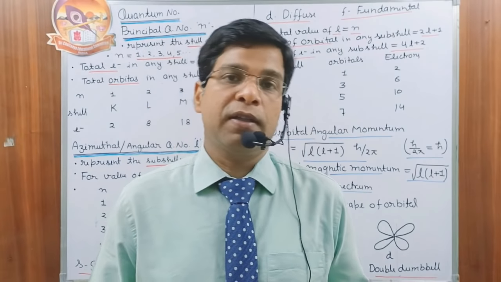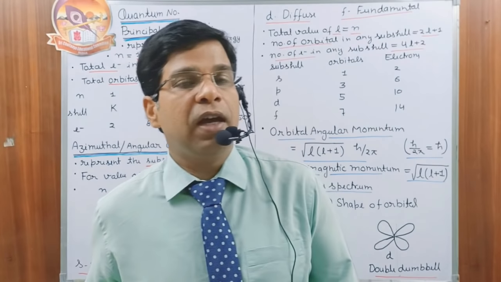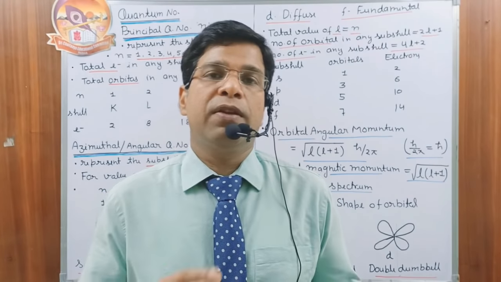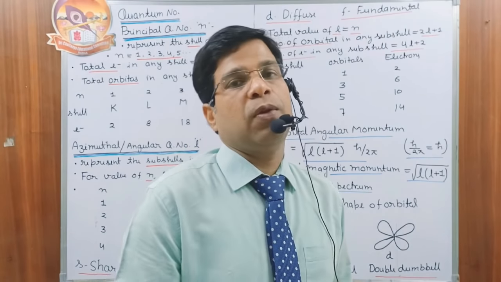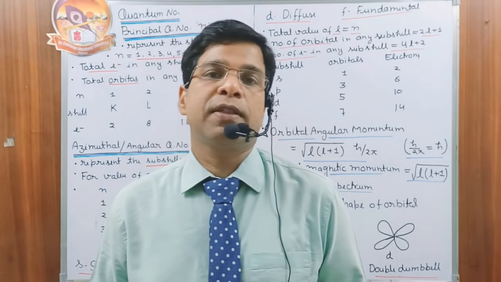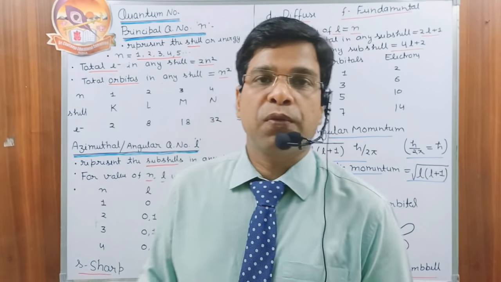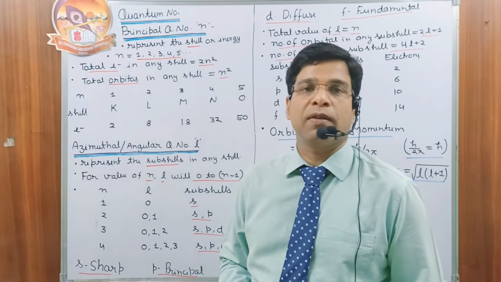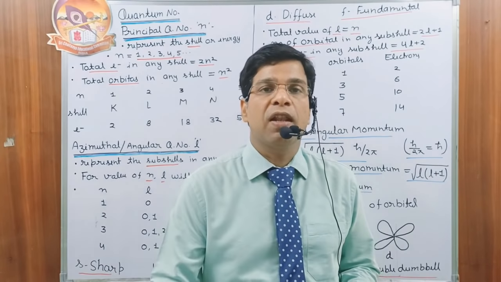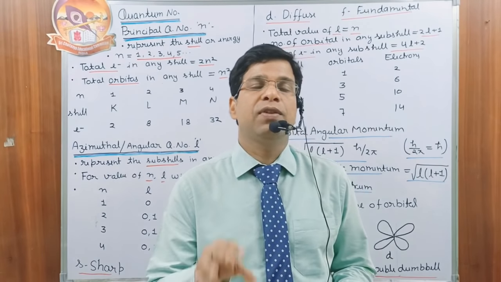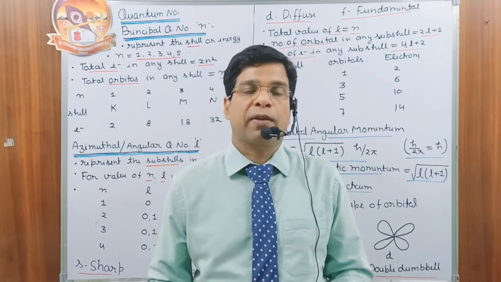Quantum numbers are a set of integral numbers, some fixed values, and with the help of these numbers we define all the properties of the electron: what is the location of the electron, in which orbital it is present, what is the energy of the electron, and so on. The first quantum number is the principal quantum number, small n. It represents the shell or orbit in which we have the electron, and it also represents the energy of the electron.